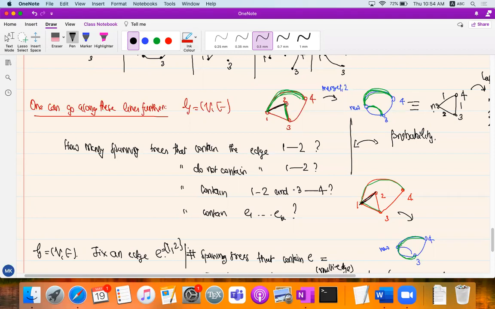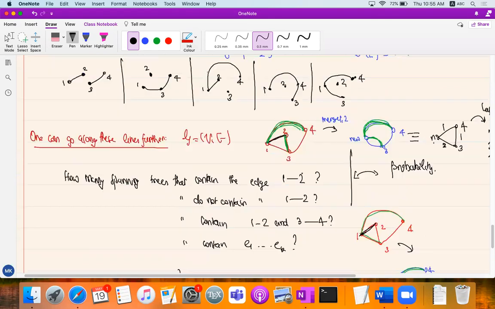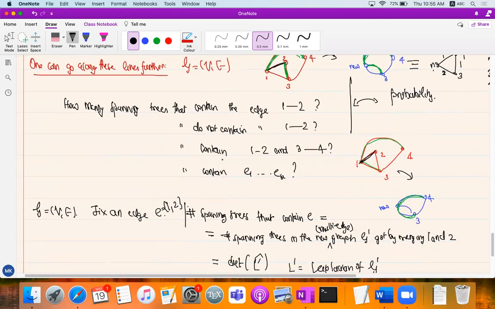You just should delete that edge and get a new graph. If you delete that edge, you get a new graph and you count the spanning trees in the new graph. That's what will give you the number of spanning trees that do not contain 1 to 2. And so on.